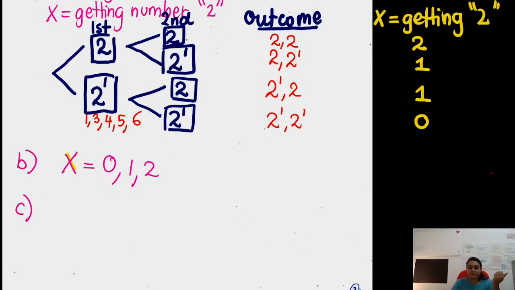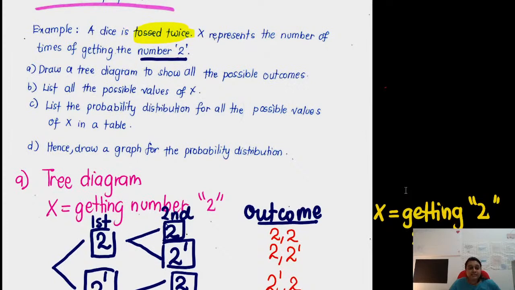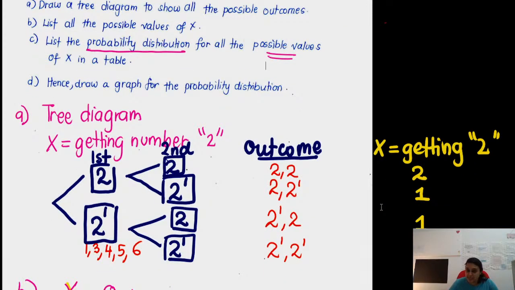Okay, C. This is the interesting one. List the probability distribution for all the possible values of x. Let's list. This one means you all must do a table for this. See this word, take note. Whenever you see list the probability distribution, that means you must do a table. How the format of the table is going to be, I'm going to show right now.